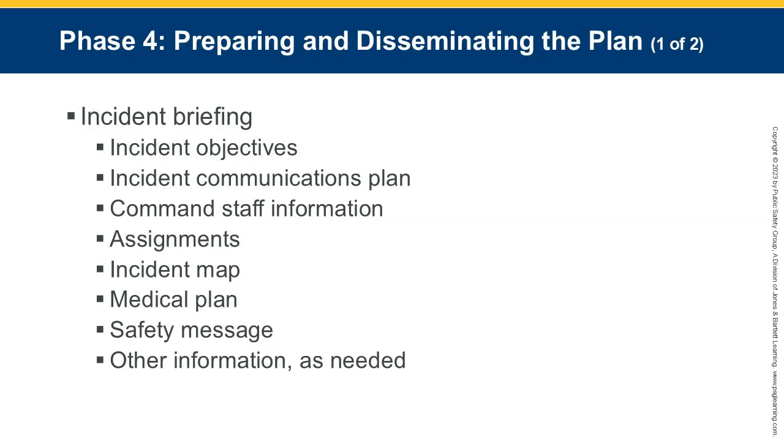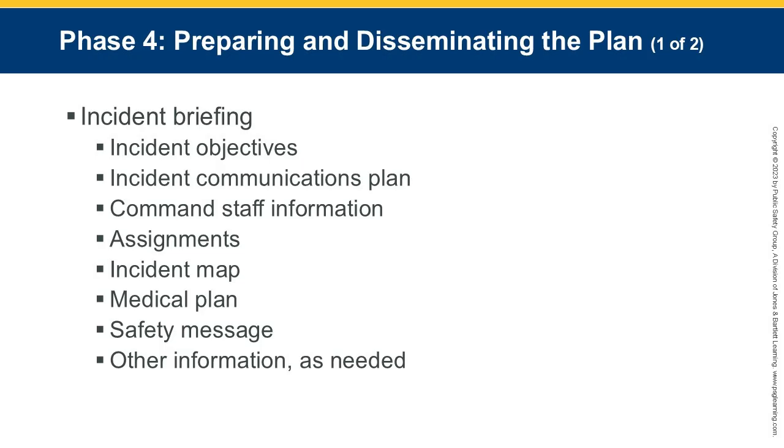Once your plan starts taking shape, the next step is making sure everyone knows what's happening and what their role is. This is where briefings come into play. Incident briefing. This is the big picture overview. It includes the incident objectives, what we're trying to accomplish, and the incident communications plan, so everyone knows how to stay in touch safely and efficiently.